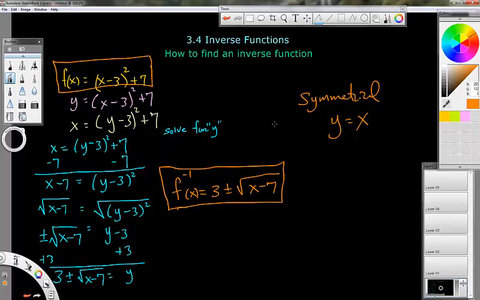All right, so each step is in a different color. And you can see that and practice it. And tomorrow I'll show you how to check these algebraically.